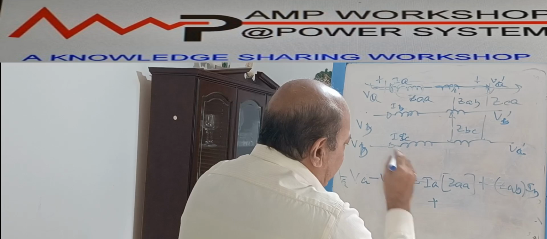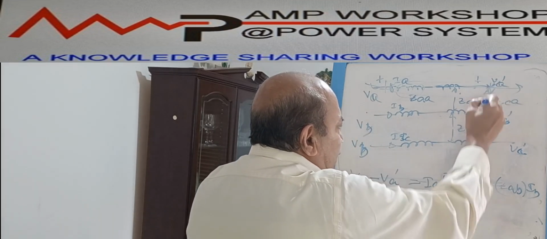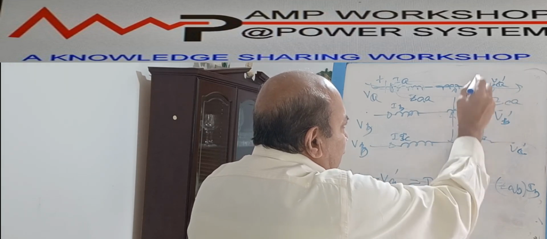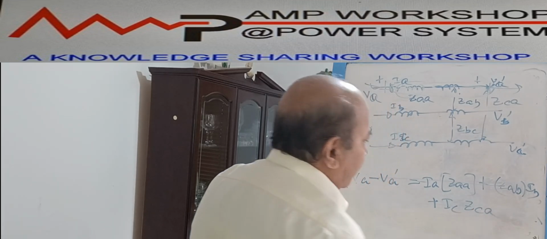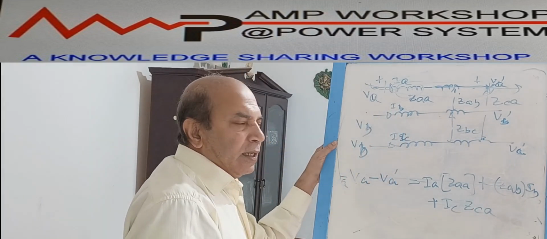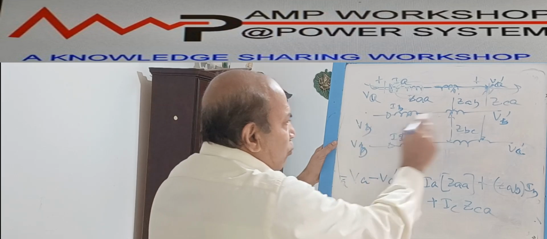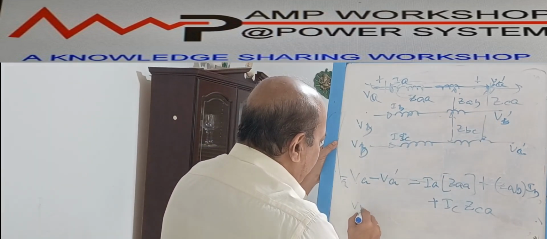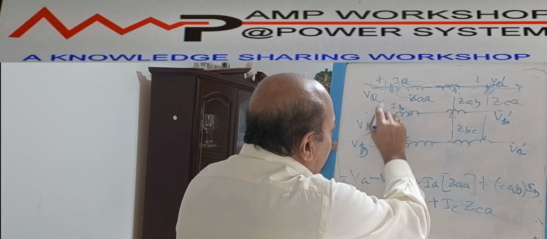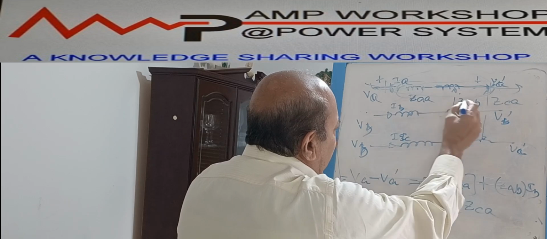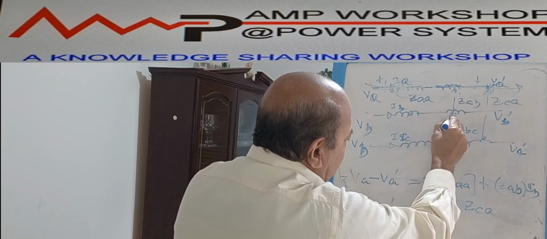Similarly, when the C phase current is flowing through this, due to the mutual impedance or induction between this A phase and C phase, there will be a voltage drop in the C phase, that is ZCA, right? These are the three voltage drops on line A. Similarly, if we go to the B phase, the voltage drop VB minus VB dash is equal in the same way. When current is flowing through the A phase, there will be mutual impedance between these two. That's why there will be a voltage drop over here.